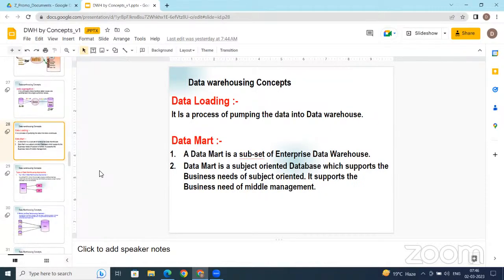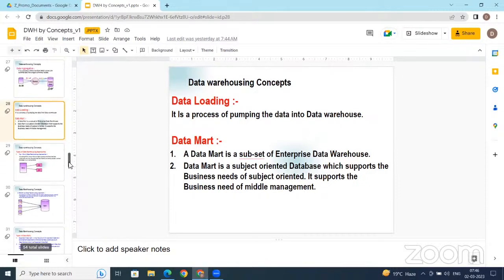So next we have discussed data mart. So what is a data mart? A data mart is a subset of the enterprise data warehouse. Okay, so it deals with a specific subject. These data marts will help us to fulfill the needs of middle level management.